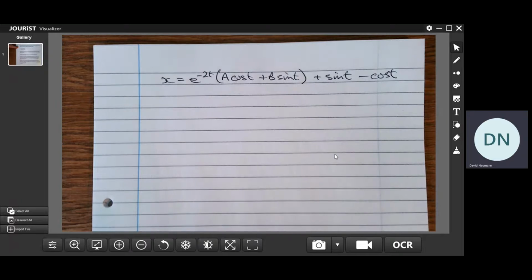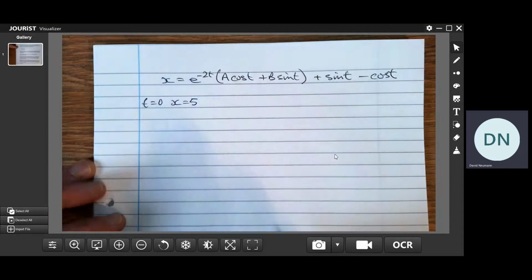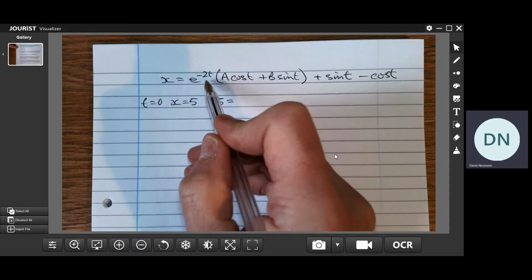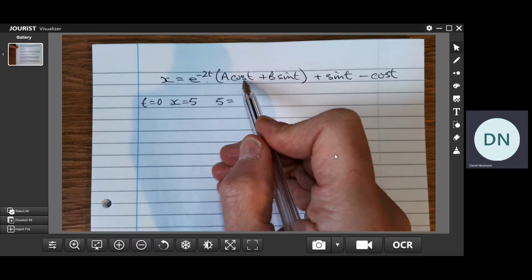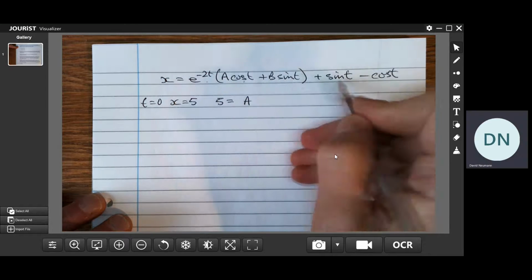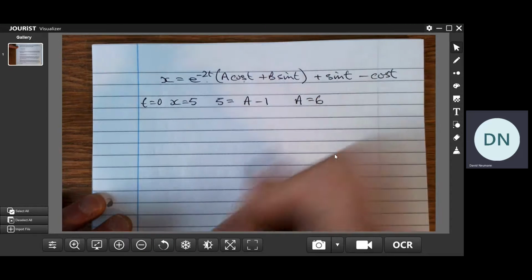Okay, so now we're going to use the initial conditions that we've got. When t equals 0, x is 5, and its velocity dx by dt is 2. So let's do that now. t equals 0, x equals 5. So we've got 5 is equal to, this is 1, this is 1, so we're going to have a, this is 0, this is 0, this is 1, so a minus 1, so a is equal to 6.